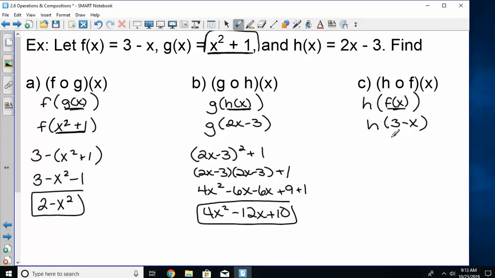We are going to plug that into h. So h is 2 times the 3 minus x, with the minus 3. So you get 3 minus 2x. Now, if you had like on h, if you had like 2x minus 3x, you would have to put the equation in the x's. If it has multiple x's, you plug it in for both.